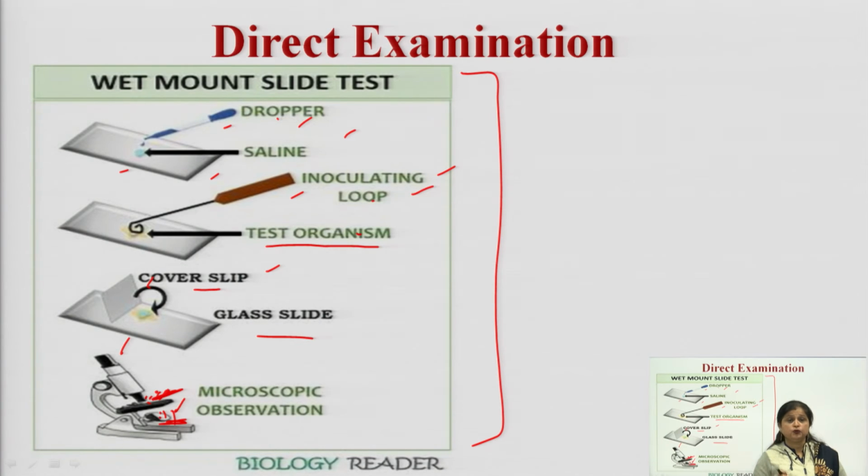We have to dilute those samples. We can't add those samples directly on the slide. First we need to dilute them, because if the samples are concentrated, we won't be able to differentiate between the structures, analyze their shape, or see them live. So concentrated samples we need to dilute.